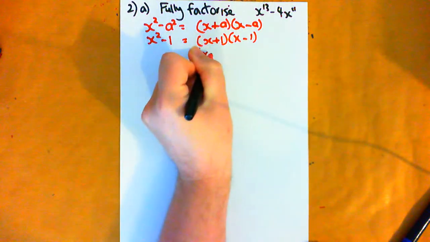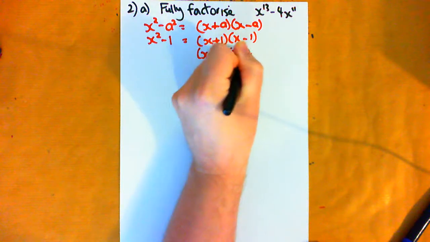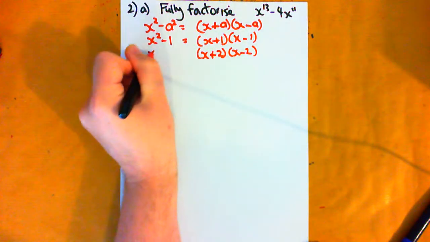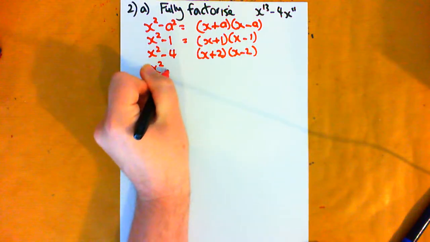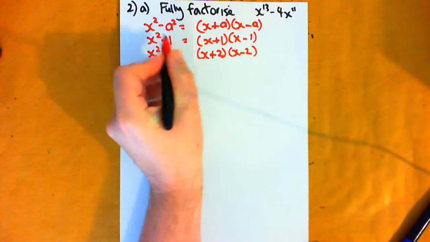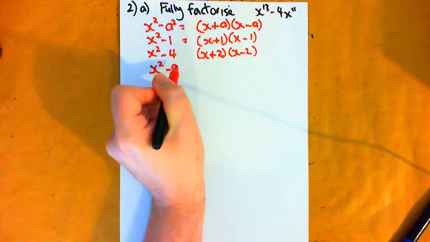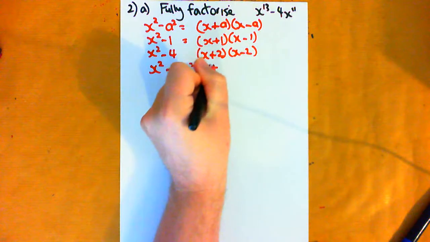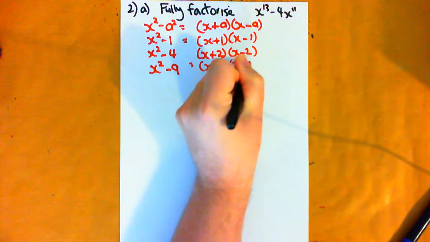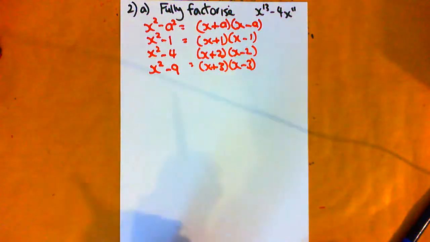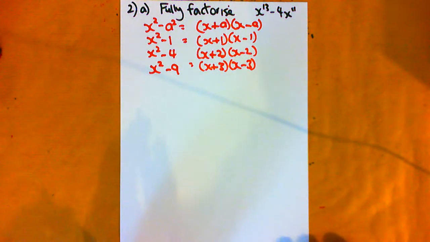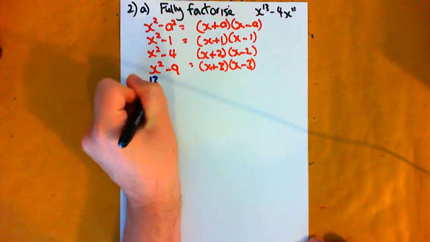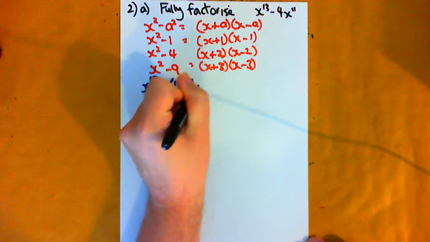If we've got x plus 2 times x minus 2, that will expand to x squared minus 2 squared, which is 4, and x squared minus 9. So these are the squares: 1 squared, 2 squared, 3 squared gives you x plus 3 times x minus 3. So that's something that we will need for this video. Okay, so let's go to x to the power of 13 minus 4x to the 11.